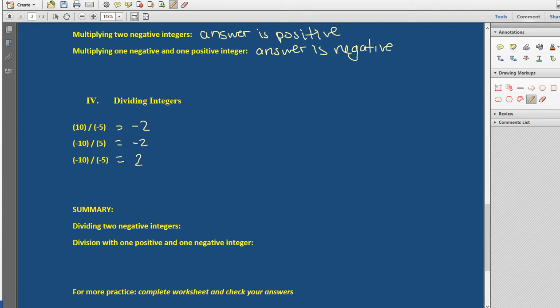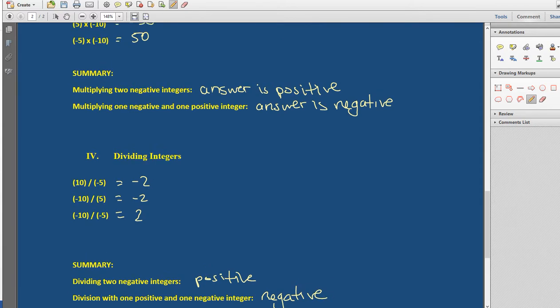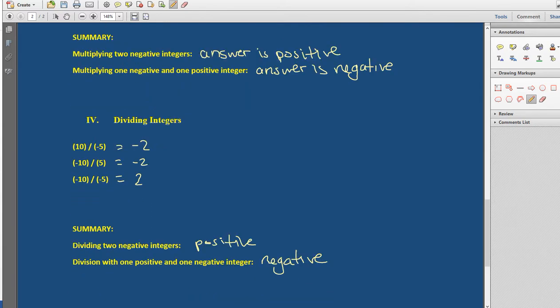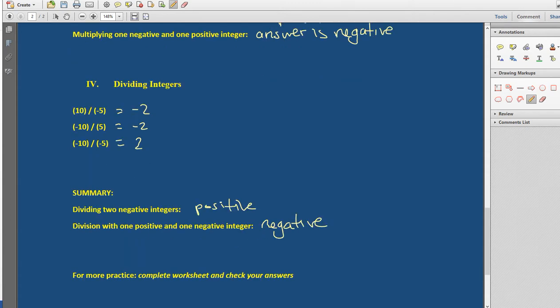So exactly the same here. Dividing two negative integers gives us a positive. Dividing one positive and one negative gives us a negative. Otherwise, multiplication and division, you just perform exactly as normal. So you look at the numbers themselves, multiply them, or divide them. The only thing that's different is whether it's a positive or a negative.